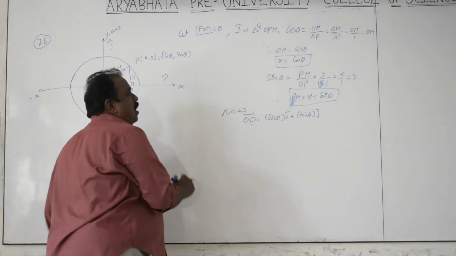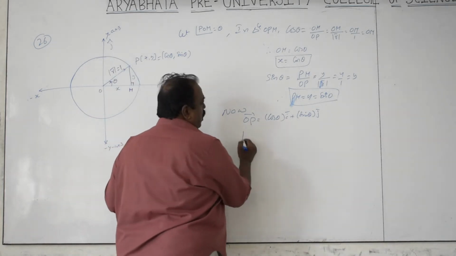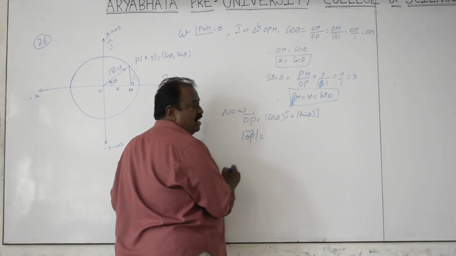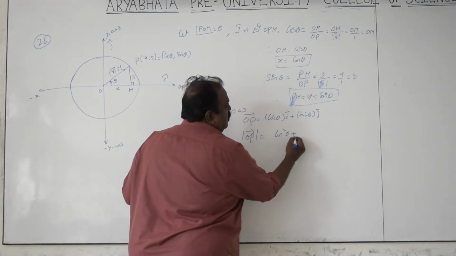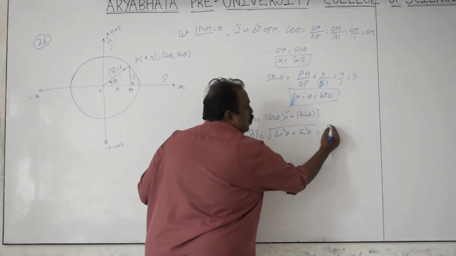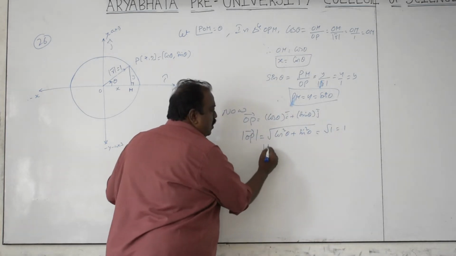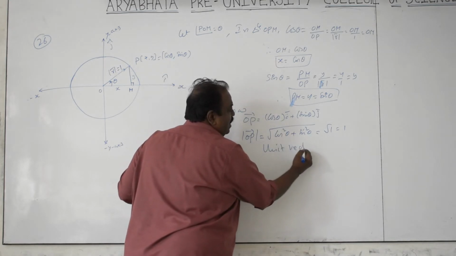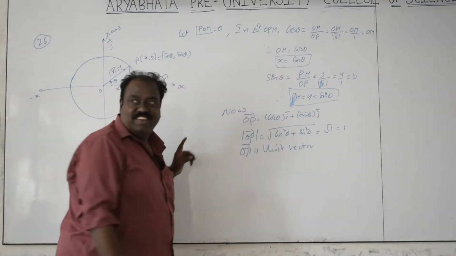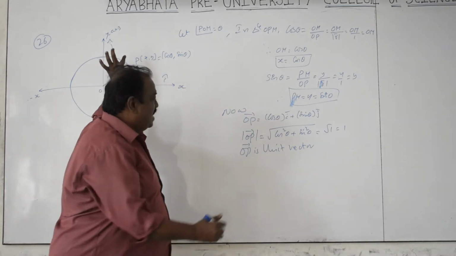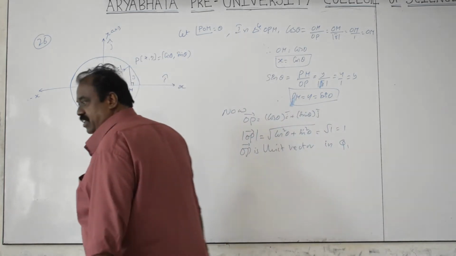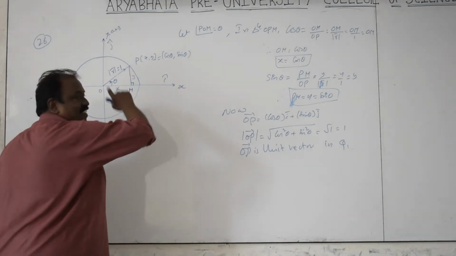So OP bar. Here you see, what is the length of OP bar? It is the root of cos square theta plus sin square theta, which is root 1, that is 1. So it is a unit vector. Where does it lie? It lies in Q1, that is the first quadrant.